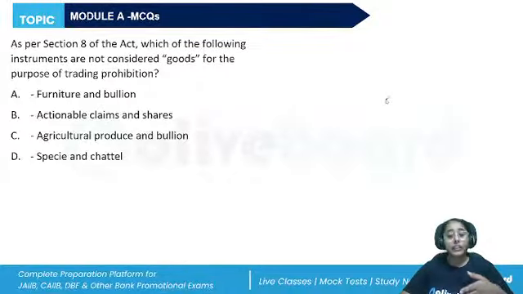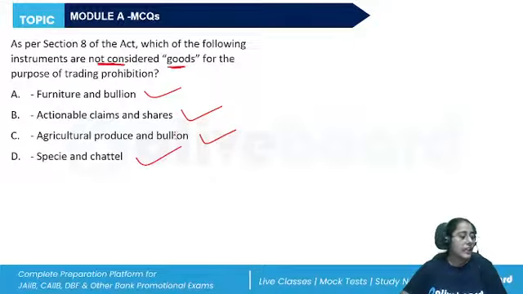How do we define the goods? So, which of the following is not considered goods? Furniture and bullion, actionable claims and shares, agricultural produce and bullion, specie and chattel. Answer this question.